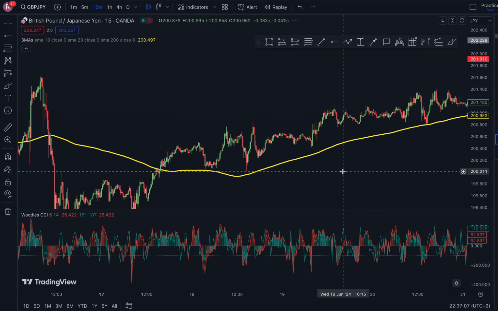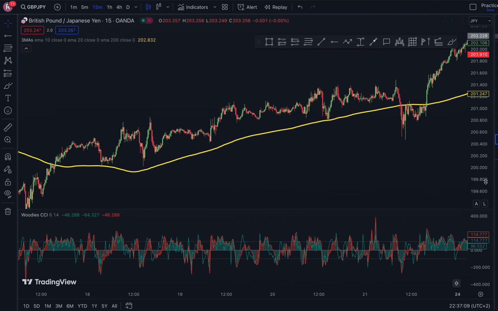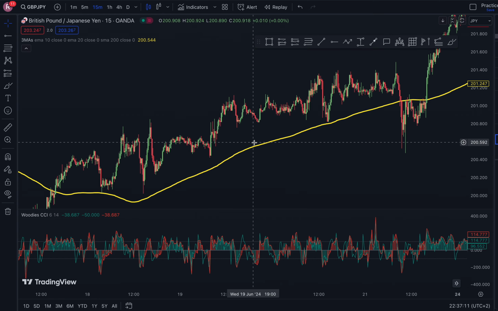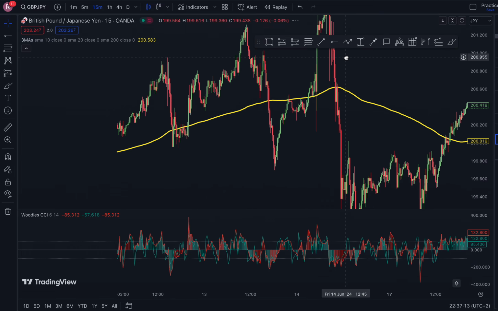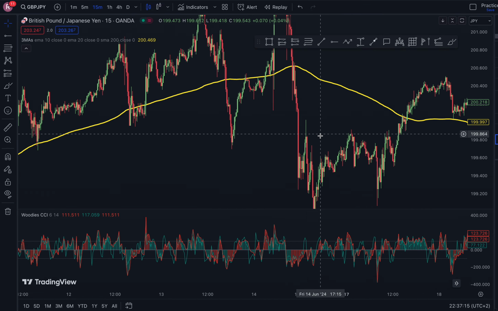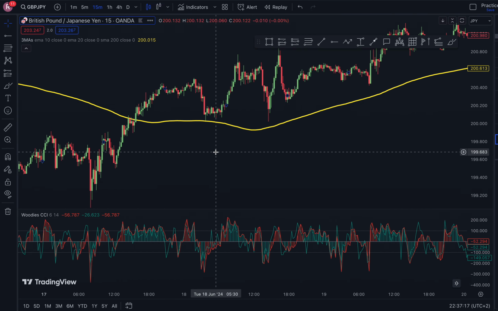Cool. All right, cool. So whenever our EMA is below price, we look for buys, and whenever our EMA is above price, we look for sells. All right. I'll show you guys how it works.